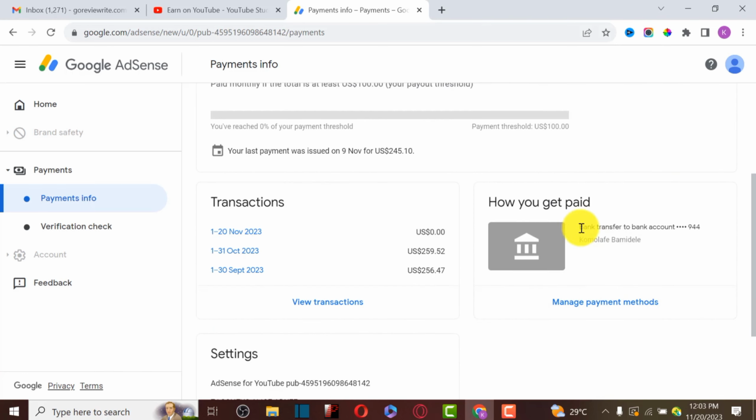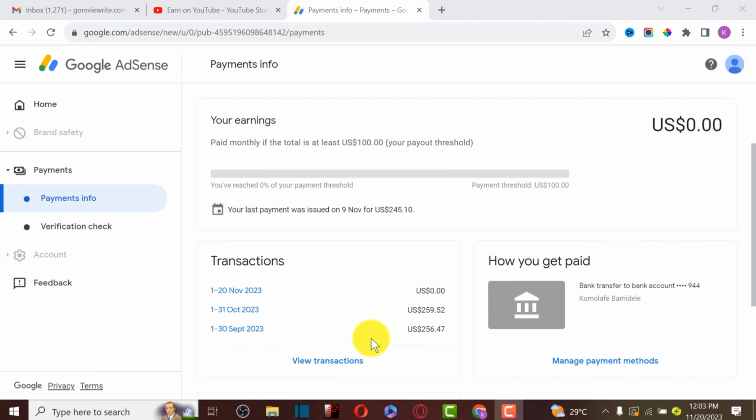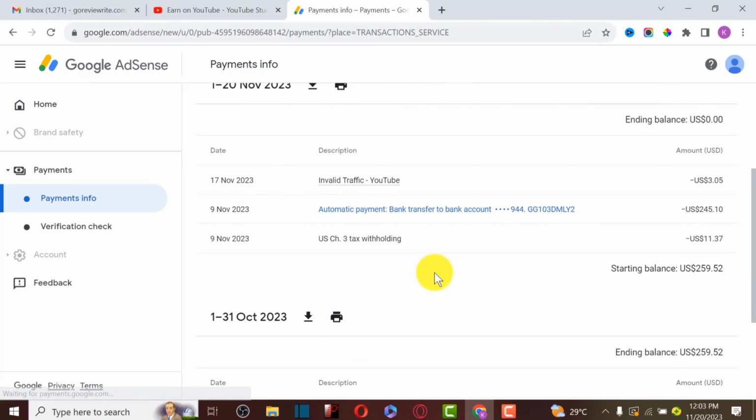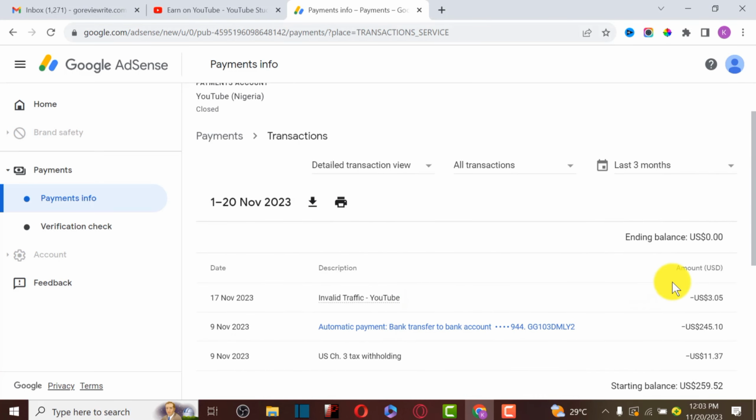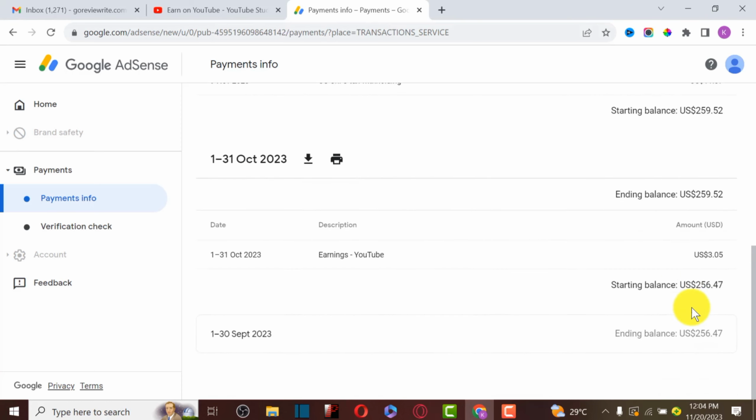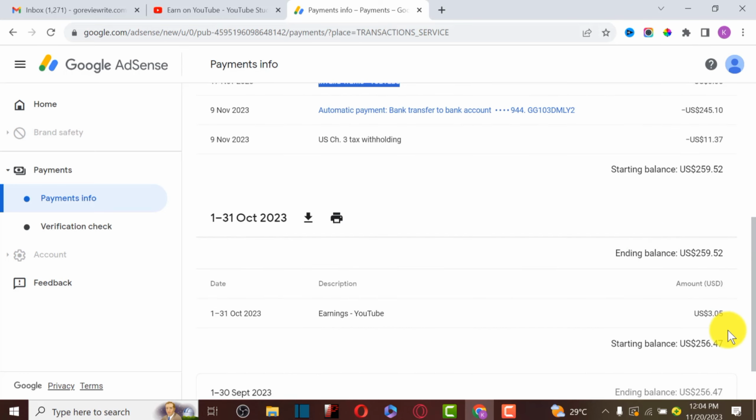This is my account over here, that's why I get paid directly to my bank account. Let me show you my transaction history to show you that this is very real. Let's click on transaction. As you can see, this payment was made after removing the invalid clicks, which were around $3. A total sum of $249 was paid directly to my bank account after the account was closed. This is the last payment I received before the account closure.